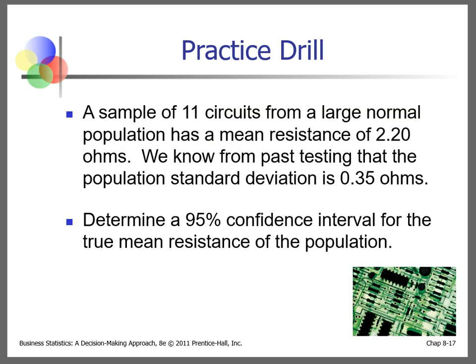Now let's try a practice drill. A sample of 11 circuits from a large normal population has a mean resistance of 2.2 ohms. We know from past testing that the population standard deviation is 0.35 ohms. We need to determine the 95% confidence interval estimate for the true mean resistance of the population of resistors. You can pause the video for a moment and try to answer the drill by yourself.